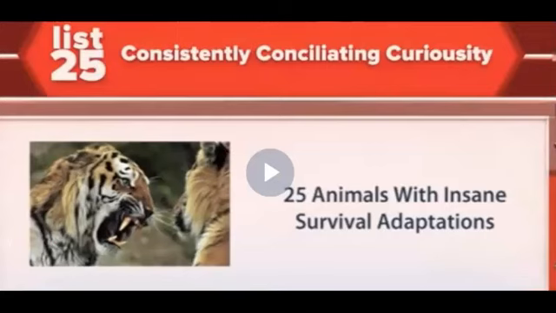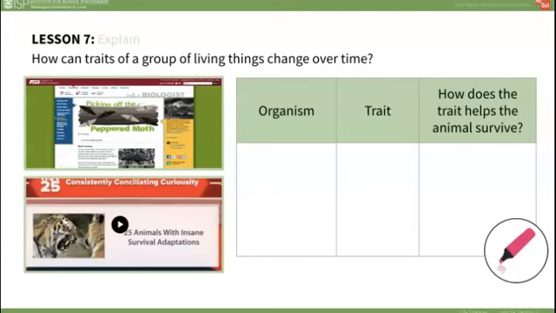Next, watch 25 Insane Animal Adaptations. Create a class 3-column chart on chart paper detailing the organism, the trait, and how the trait helps the animal survive for at least 5 of these animal examples.